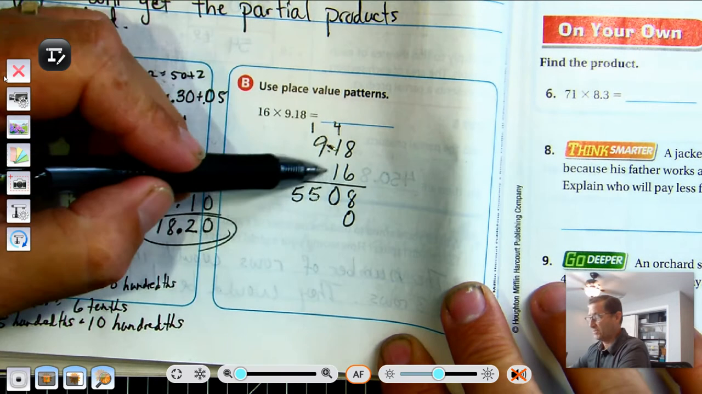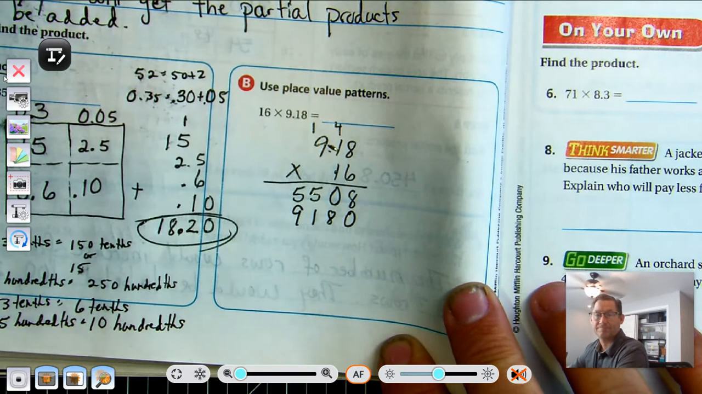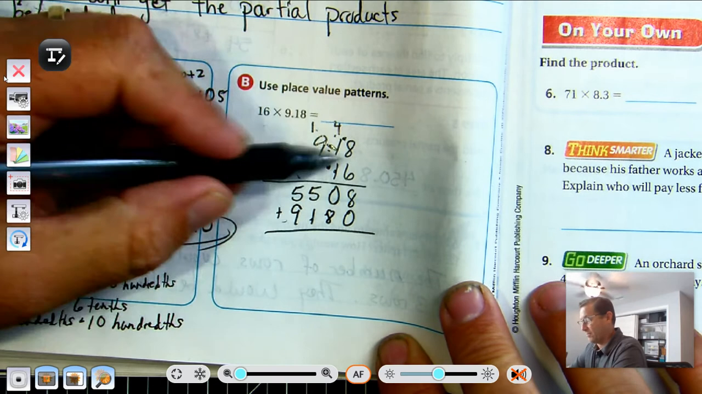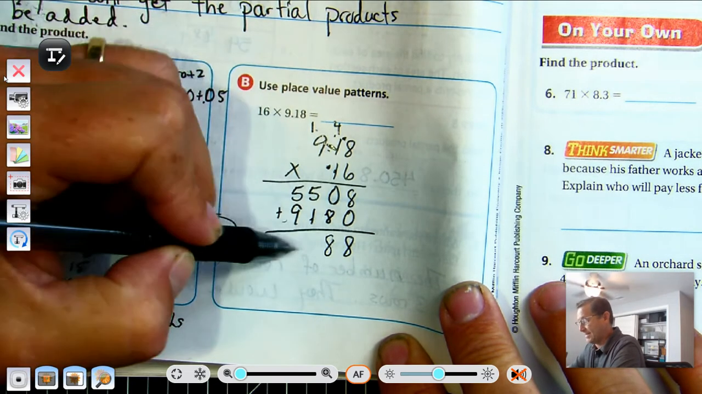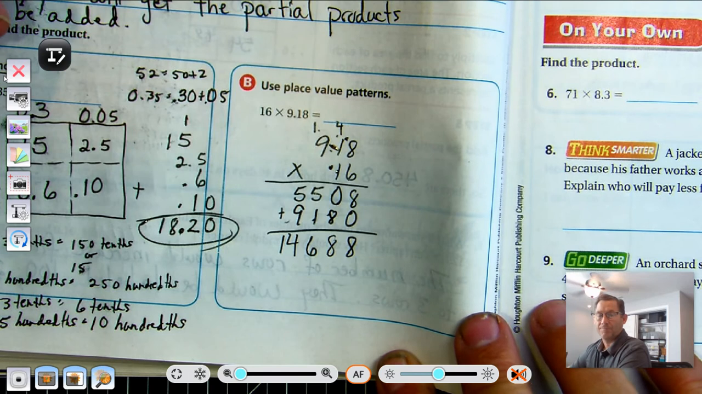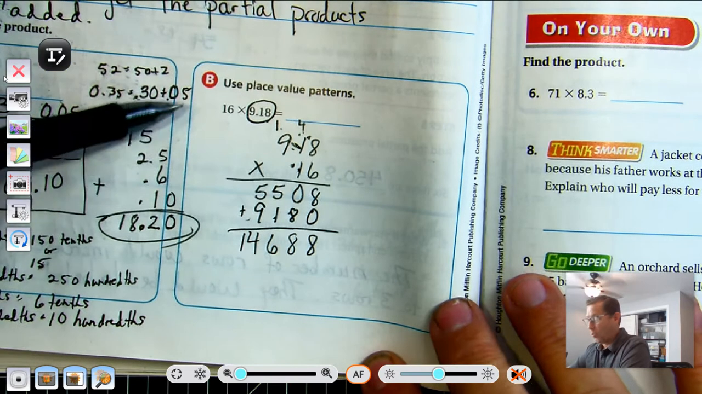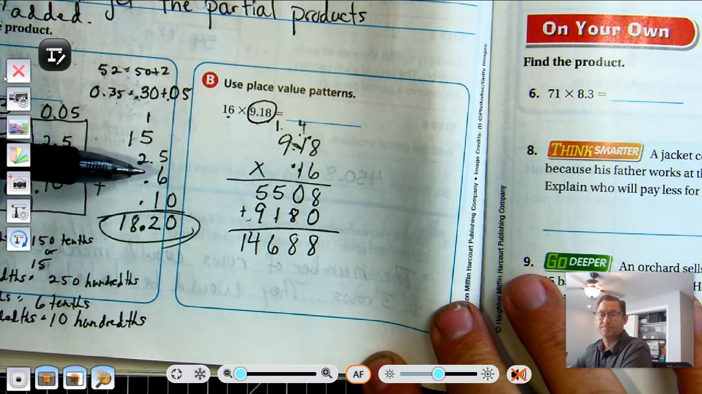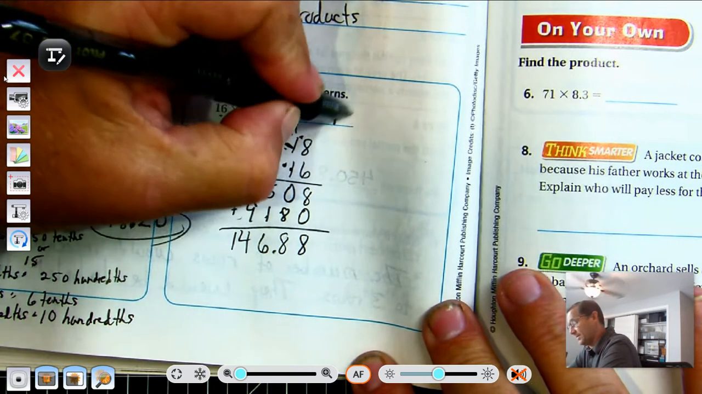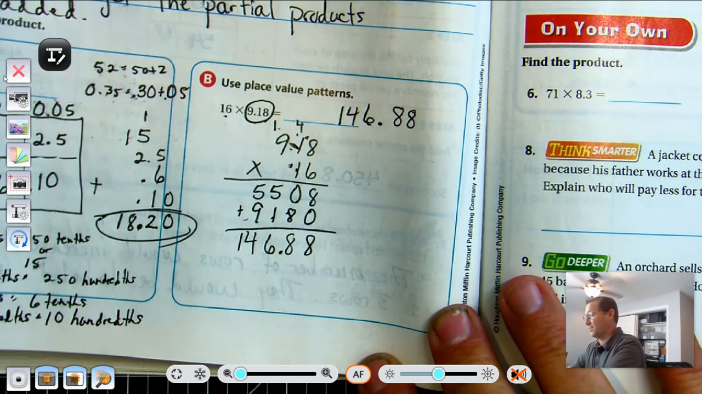Okay, we would now move to the tens, and 918 times 10 is 9,180. 1 times 8, 1 times 1, and 1 times 9. Okay, so now we would add this up. We get 8 ones, 8 tens, 6 hundreds, and 14 thousands. All right, so our original problem was the whole number times hundredths. So that means our answer has to be in the hundredths. So 146 and 88 hundredths.